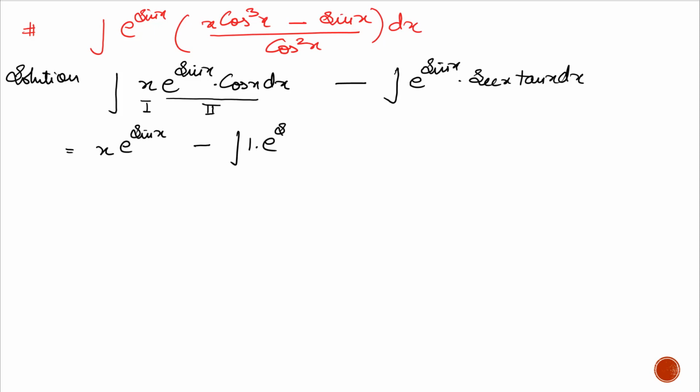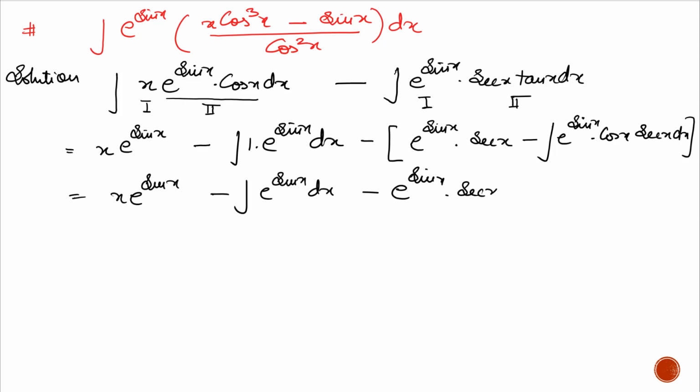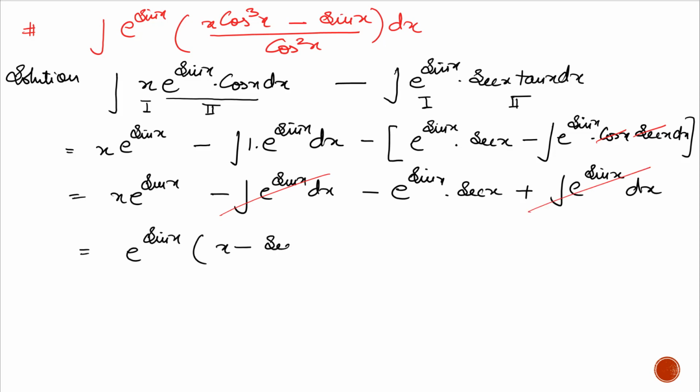First function as it is, integration of second, minus derivative of first and integration of second. In the second part, we take e raised to power sin x as the first function and sec x tan x as the second function and solve by parts. And after simplification, we get x e raised to power sin x minus integration of e raised to power sin x dx minus e raised to power sin x sec x plus e raised to power sin x dx. Now e raised to power sin x dx is cancelled by e raised to power sin x dx, and after simplifying we get the answer e raised to power sin x in bracket (x minus sec x) plus c.